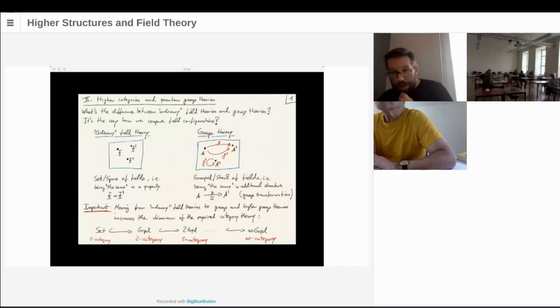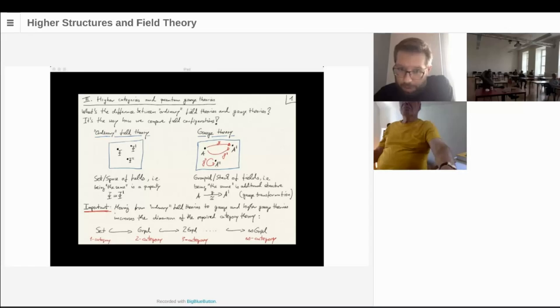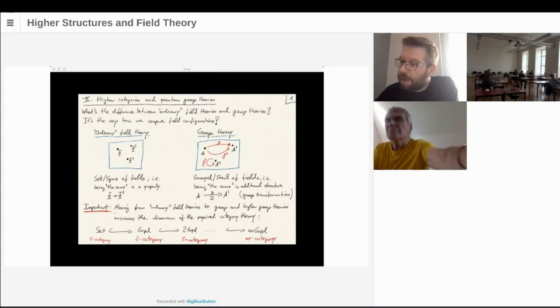And the important thing is that when moving from this set theoretic world of ordinary field theory to the groupoid world of gauge theory, or even higher groupoid world of higher gauge theory, if you're interested in higher form gauge fields, you're moving up the categorical ladder.